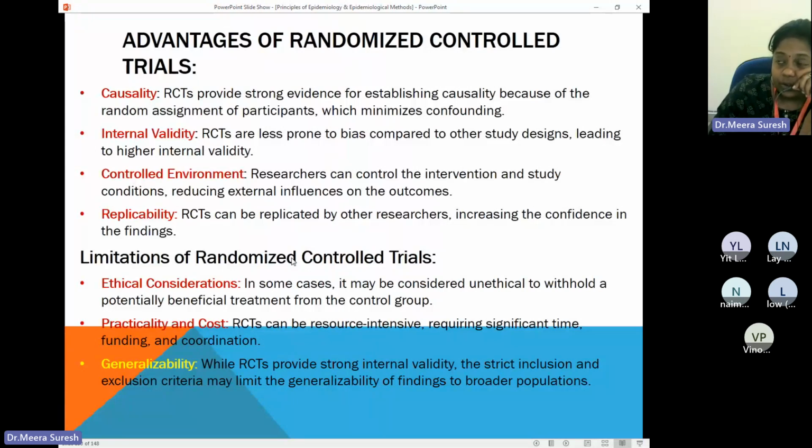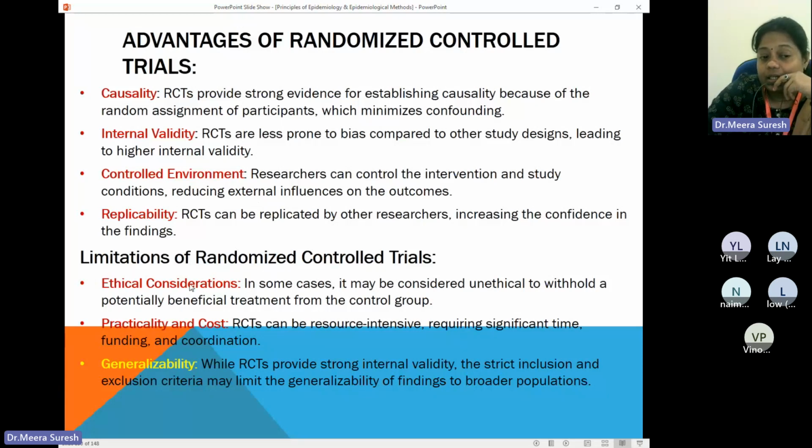So whatever result we get in an RCT, it should be replicable by other researchers, which increases the genuineness, or rather the validity, of that study. But there are some limitations or disadvantages. First one is ethical consideration.